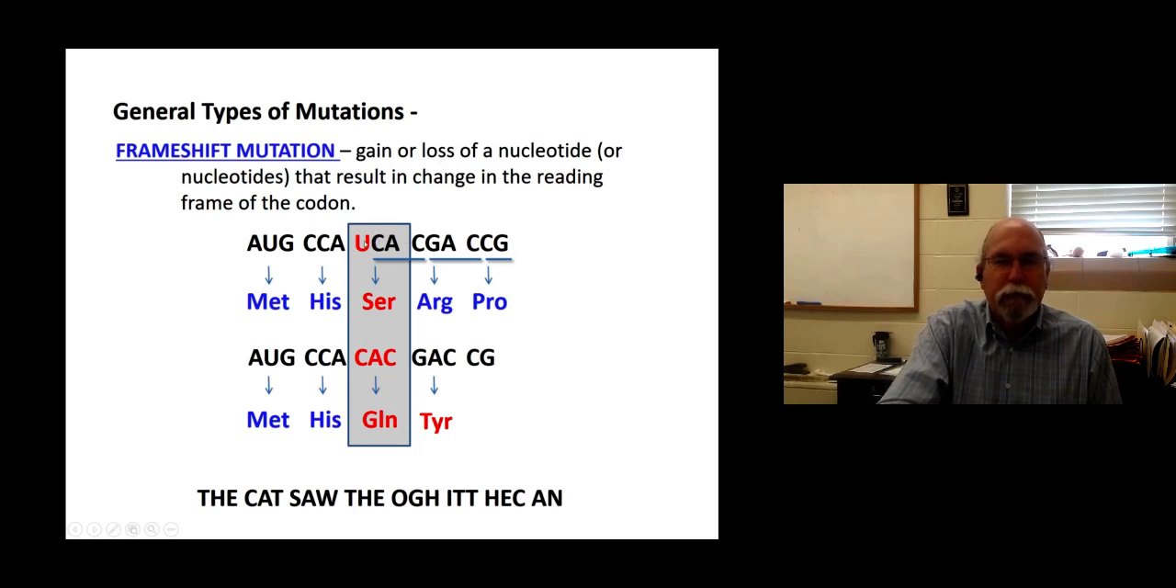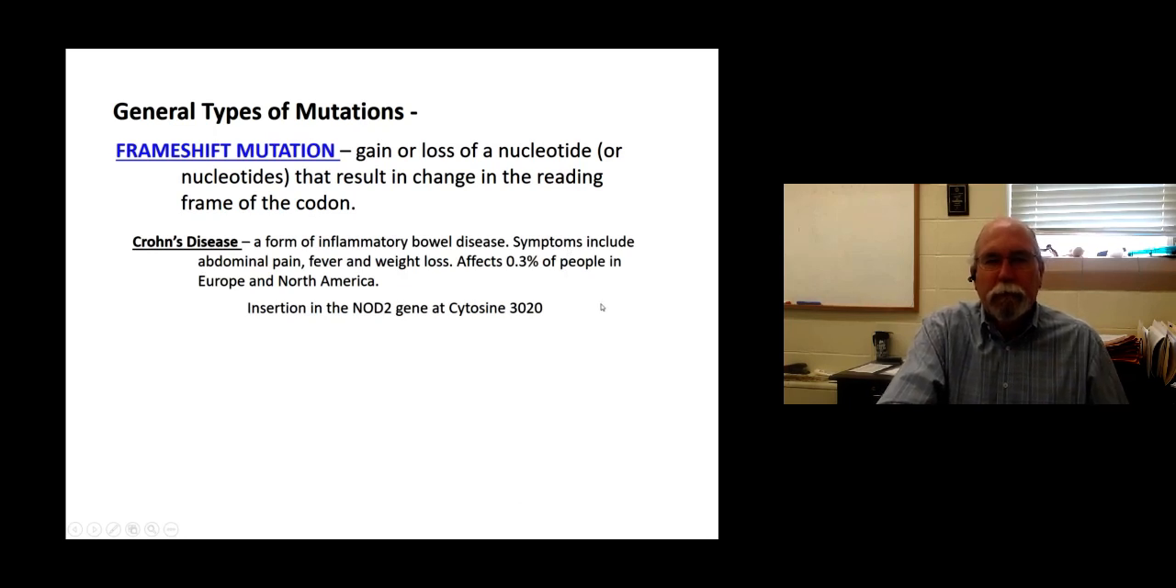Okay, it doesn't just have to be one, but it's usually symbolized by one. Probably one of the best examples I can give you is Crohn's disease. It's a huge issue that affects a large number of people in Europe and North America. Those from that region tend to be more affected. It's obviously an inflammatory bowel disease. You probably know someone that has it.